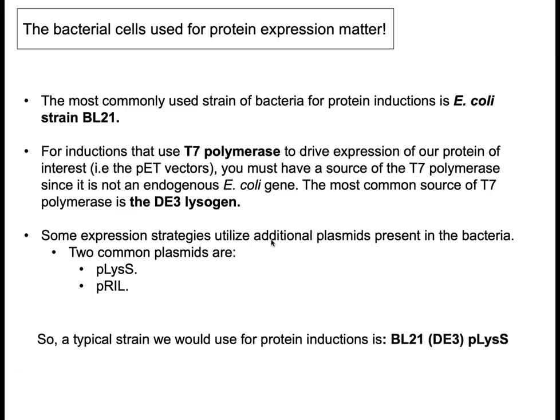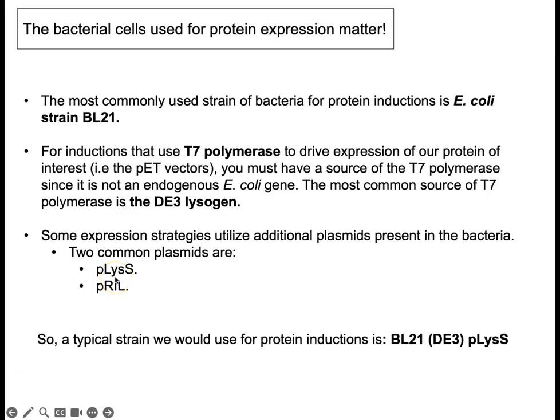Okay, so the most commonly used strain of bacteria for protein inductions is what's called BL21. For inductions that use T7 polymerase, which, for example, the pET vectors use, we must have a source of T7 polymerase since it's not an endogenous E. coli gene, and the most common source is that DE3 lysogen. And then some expression strategies will utilize additional plasmids present in the bacteria. I just talked about pLysS. And there's another one called pRIL, which encodes for some tRNAs that are rare, that can encode for rarely used codons. I'll mention this in one of the later slides.